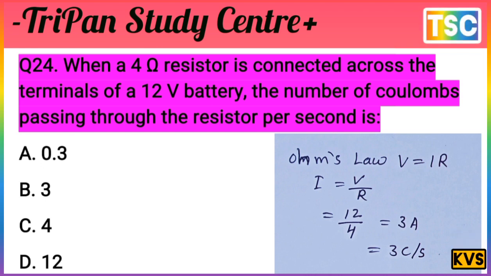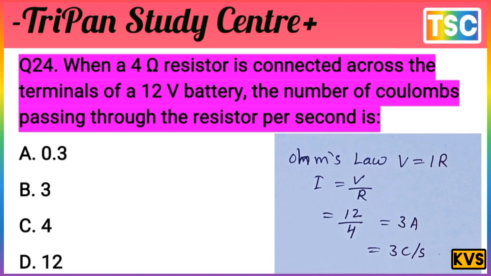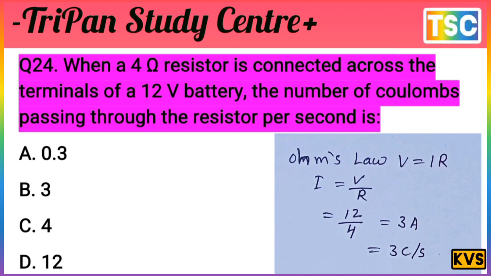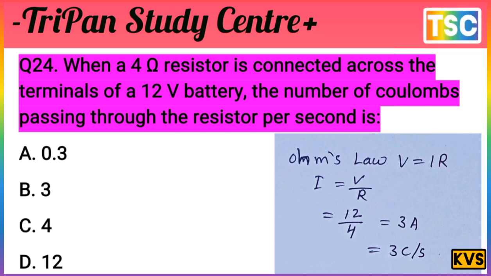The voltage, the battery, is 12 volts, and the resistance here is 4 ohms. It means I is equal to V upon R. You know that Ohm's law is V equals IR, but here we must calculate the current. Calculate the current, that's important.